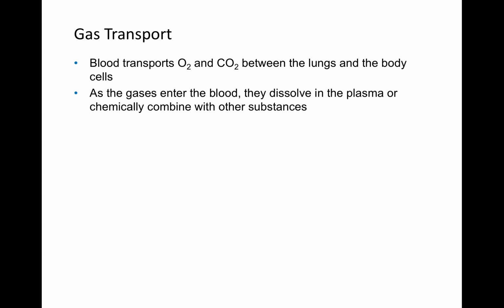Okay, so the blood transports, as we've seen, oxygen and carbon dioxide between the lungs and the body cells. So these gases, how are they going to be transported or move around within the blood? Some of it is just diffused in the plasma, so the gas moves into the liquid part of the blood and exists there within that fluid. But some of these molecules also combine with other substances.